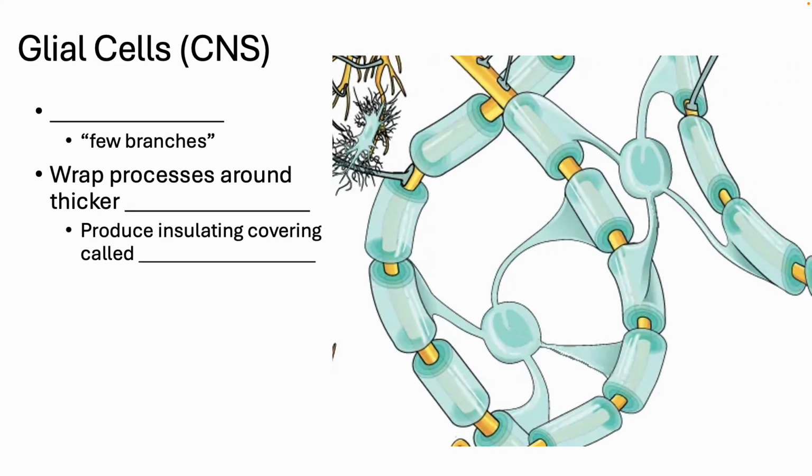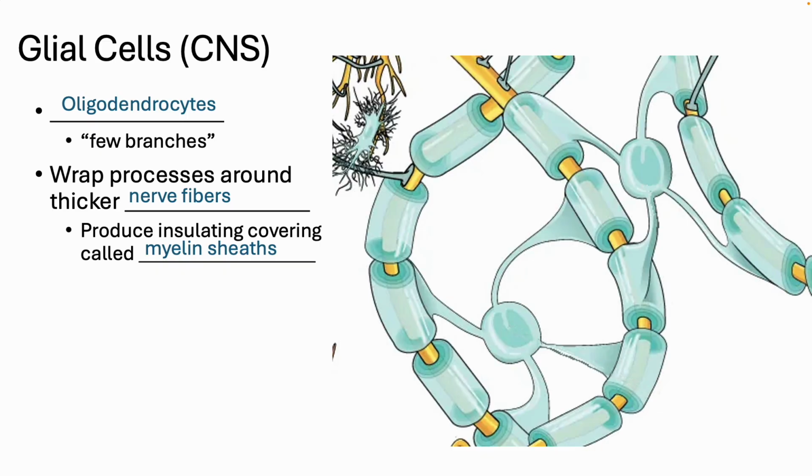All right, and then the last glial cell of the central nervous system is the oligodendrocytes. These literally translate to few branches, so they have processes, but the processes are fewer than you see in the astrocytes. They wrap their processes around thicker nerve fibers and produce the insulated covering called myelin sheaths, like we mentioned earlier.